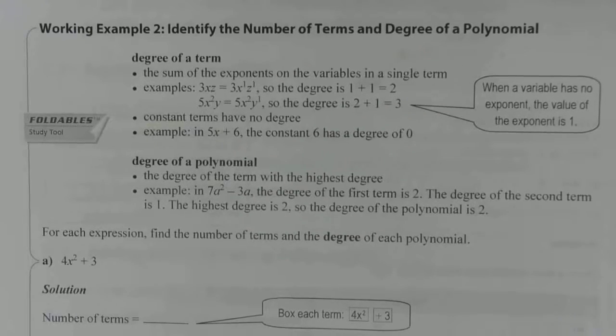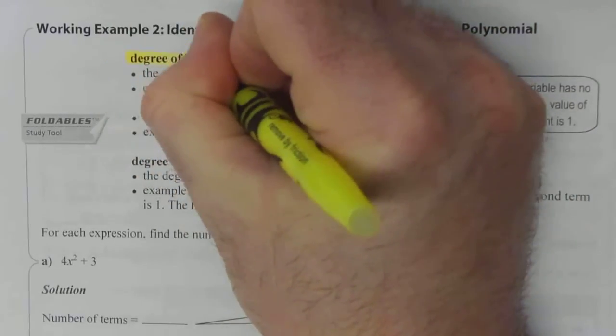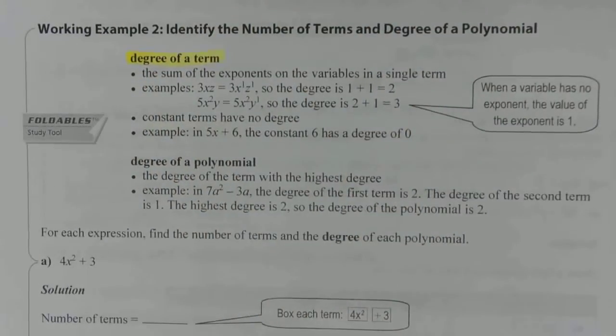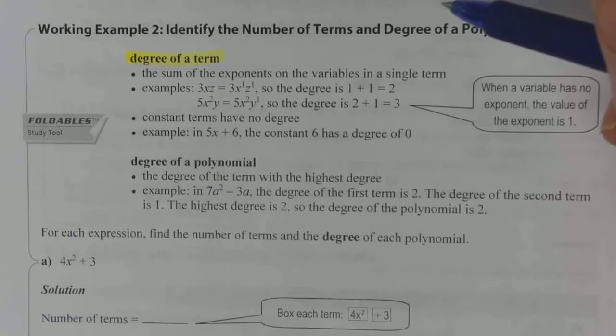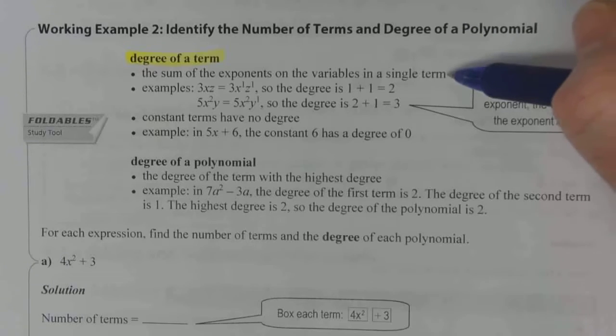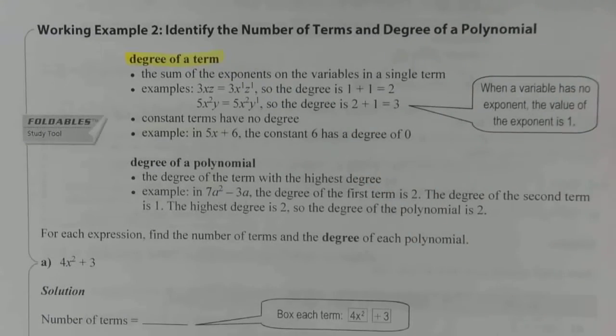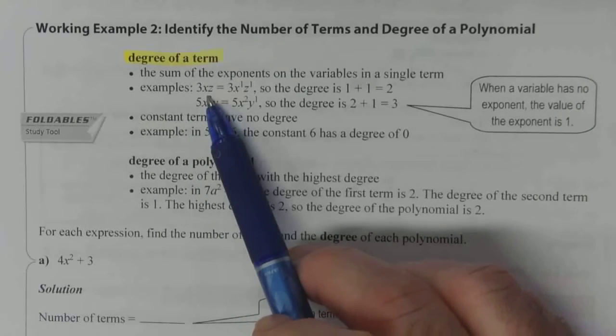Identify the number of terms and degree of a polynomial. So here's another couple of concepts for you. We have a degree of a term. The sum of the exponents on the variables in a single term, that's the formal definition of a degree of a term.